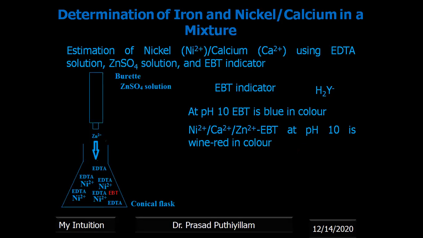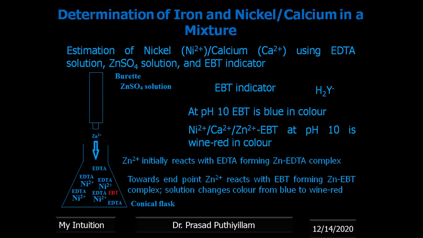So we want to estimate whatever EDTA is remaining after reaction with nickel, and we added EBT as indicator. Here there are no free metal ions, therefore EBT is set free. Free EBT has blue color, therefore the solution is blue in color. If you add zinc 2+ ion from the burette containing zinc sulfate, whose normality is known, actually it is zinc sulfate 7H2O, initially the zinc 2+ reacts with the EDTA present in the conical flask. Once all the EDTA has reacted, it forms a zinc EDTA complex.